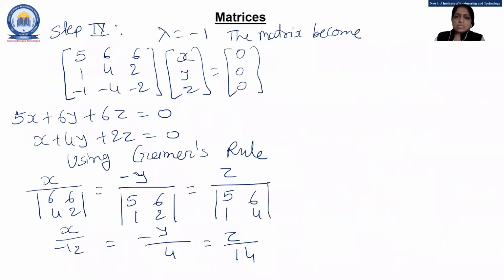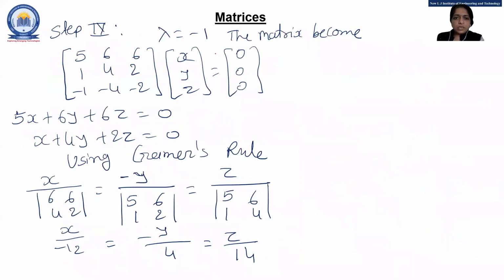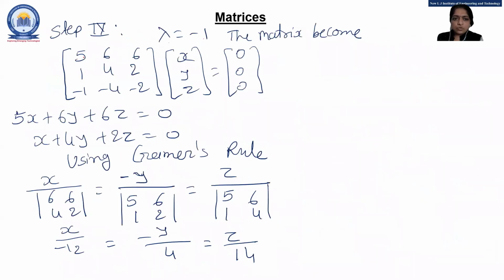Now, step 4. Our second eigenvalue is minus 1. So I am substituting lambda equal to minus 1 in these equations, right? By substituting minus 1, 4 minus minus 1 is 5. The other entries are 6, 6, 1, 4, 2, minus 1, minus 4, minus 2. Now you can see easily that the second row and third row are the same, with just one difference, that is the minus signs.